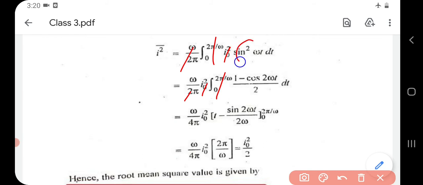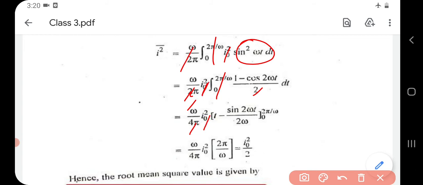Then sine square omega t is rewritten as 1 minus cos 2 omega t by 2. Why? Because sine square theta is equal to 1 minus cos 2 theta by 2. There is a formula like that. So instead of sine square omega t, they are using 1 minus cos 2 omega t by 2. Now everything is written as such. This 2 is taken here, so it will become omega by 4 pi. I0 square is kept as such.